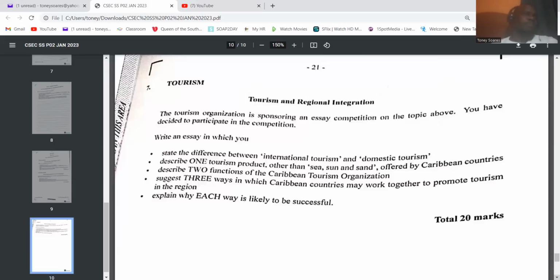future generations. Another way that they can promote tourism in the region is to have regional training institutions strengthen what we already have. This is going to be beneficial because these institutions will train potential workers and entrepreneurs to come and enhance the actual tourism product. And that is why it is going to be successful.